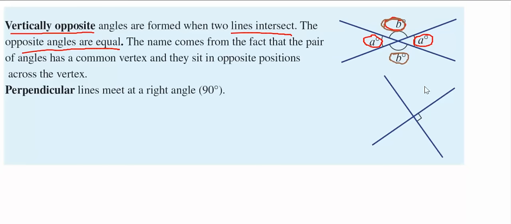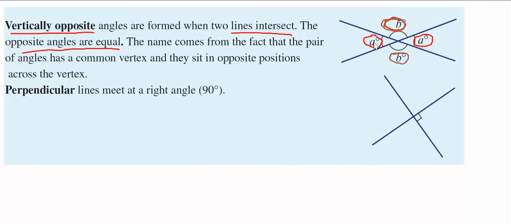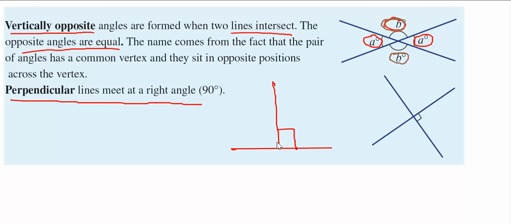So you've got to know your complementary, supplementary, revolution, and your vertically opposite angles. And the last one is perpendicular lines always meet at 90 degrees, and they don't have to cross. We could have a right angle like that. It's a very poor right angle, but just say if it was. Those lines are perpendicular. Perpendicular lines always meet at a right angle of 90 degrees.